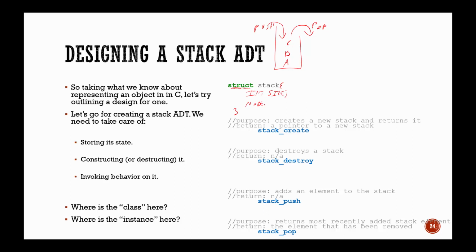So hopefully the syntax is starting to get a little bit more clear. With a star, this represents a pointer. And I'll call this head, so that's going to be a typical name for the first element of a linked list. So there we go. That's all the state that I need in my object.